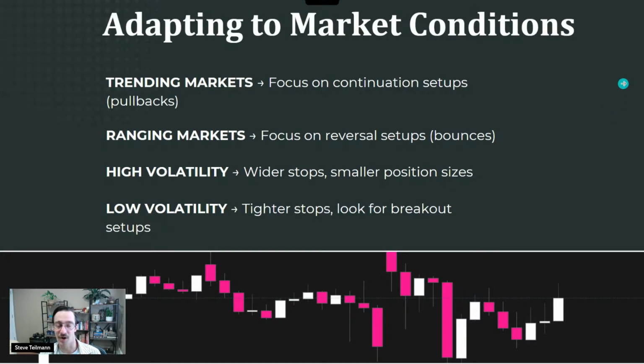Also, another thing in low volatility: remember, like I said, we were looking for that consolidation for the breakout setup. This is the type of market environment where you're looking for breakouts. And so that's another thing.